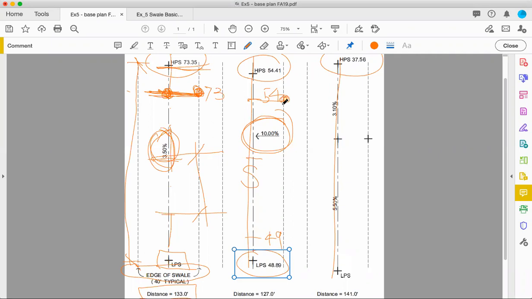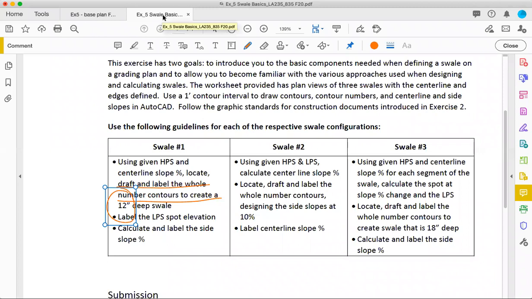Next, you'll be calculating and plotting, connecting the dots, right? And because you have already calculated the centerline slope, the last step here is basically to label them. Any essential slopes and spot elevations need to be labeled.